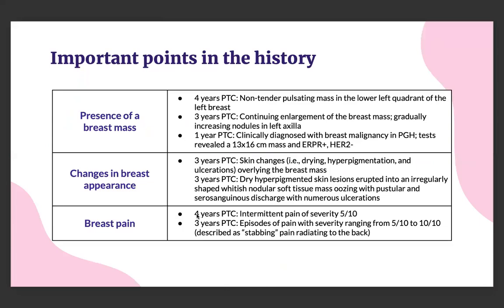There was a presence of a breast mass that continuously enlarged, and she was eventually diagnosed with breast malignancy and PGH. And then there were also changes in breast appearance. Skin changes include drying, hyperpigmentation, and ulcerations overlying the breast mass. And eventually they would ooze with pustular and serosanguinous discharge. There's also breast pain, initially of severity 5/10, which worsened to 10/10, described as stabbing and radiating to the back.